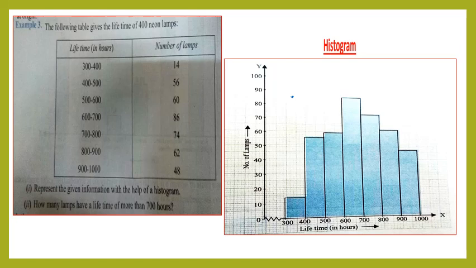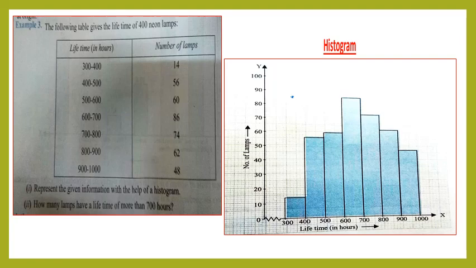So here on x-axis, we are taking the class intervals, that is the lifetime of the lamps in hours. On y-axis, we are taking the number of lamps. On x-axis, each unit we are taking as 100 hours. One unit is 100 hours. On y-axis, one unit we are taking as 10 lamps.